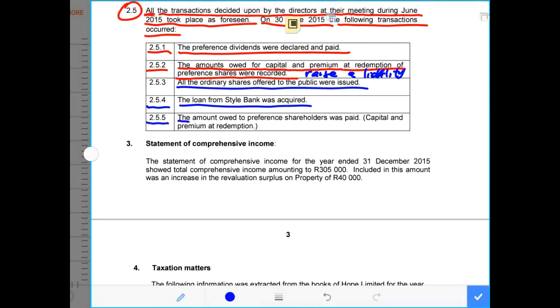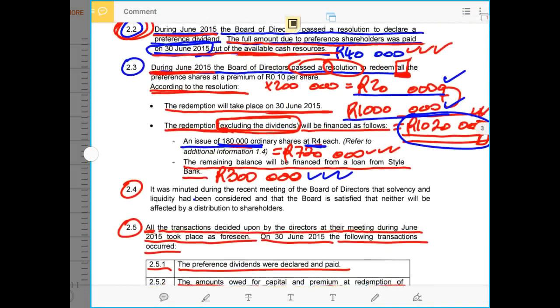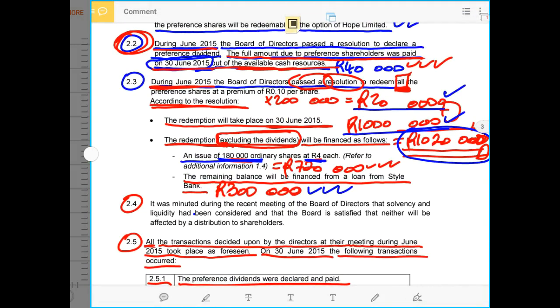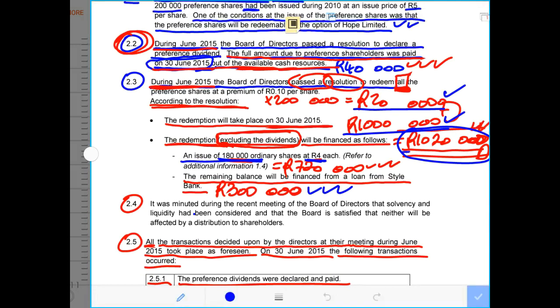2.5.5 says the amount owed to preference shareholders was paid, which is the capital and the premium. Remember, we had an amount that we owed to the preference shareholder, and that amount was 1,020,000. Since there was no cash available in the bank, we raised funds through the issue of shares that amounted to 720,000 rands. Then there was still a balance left, so we raised that balance through the borrowing of a loan from Style Bank.